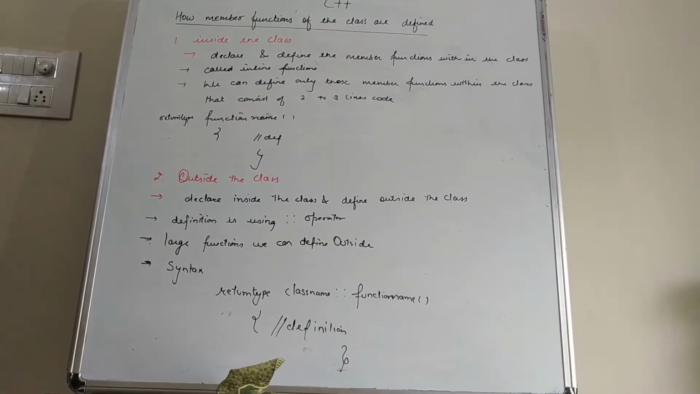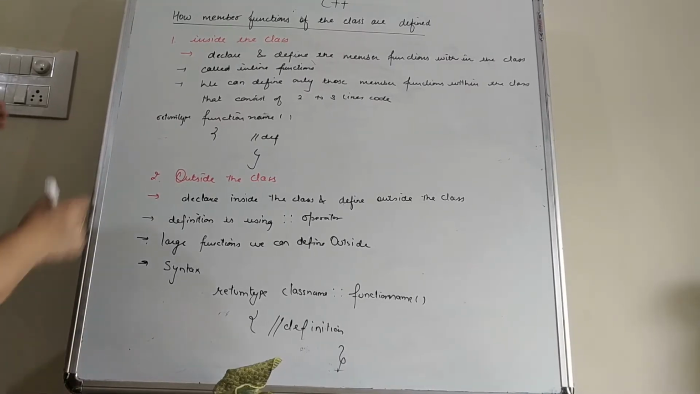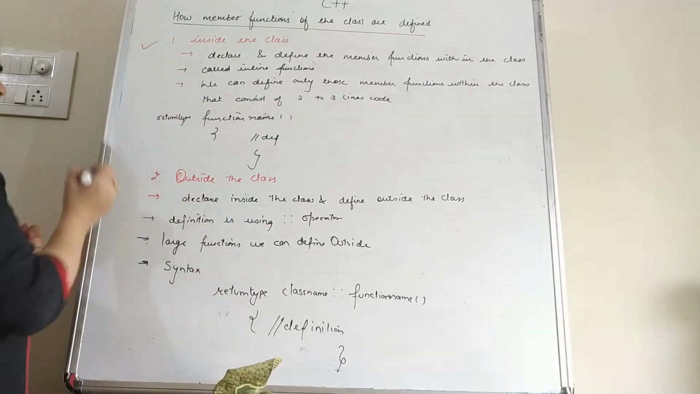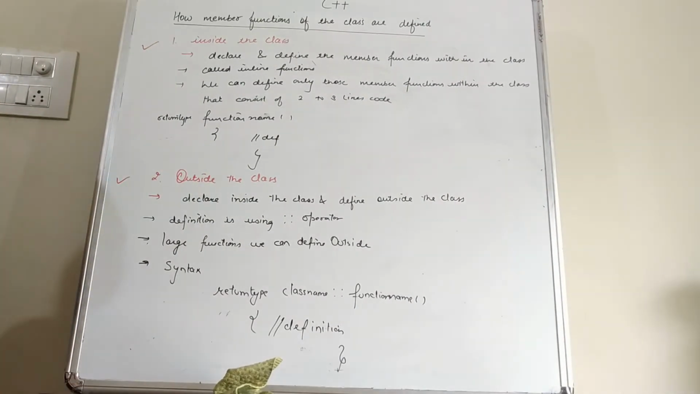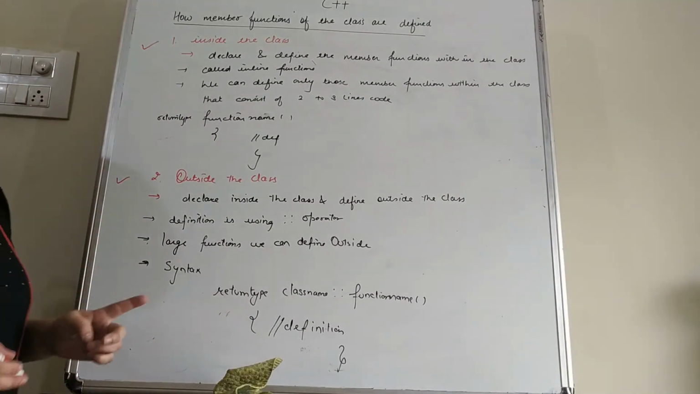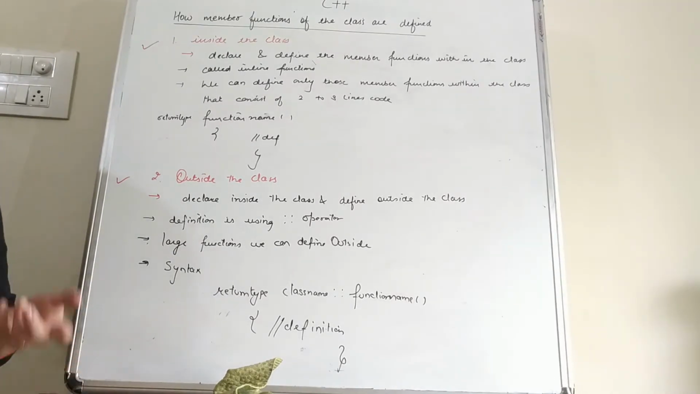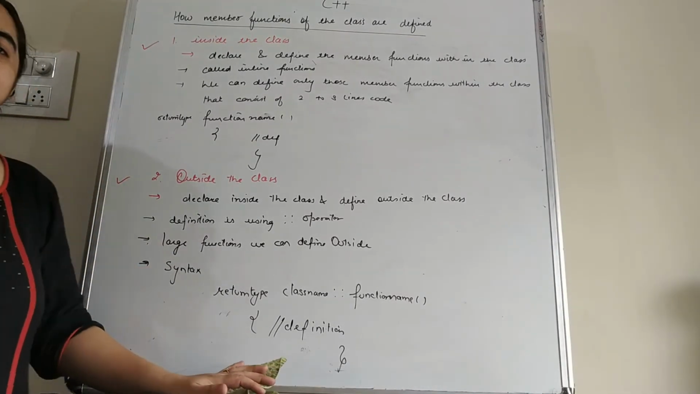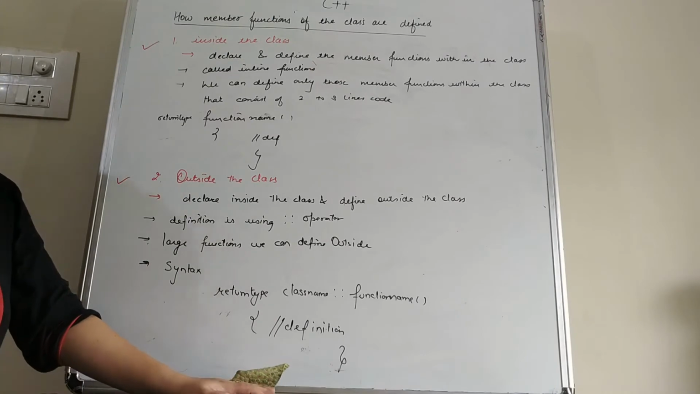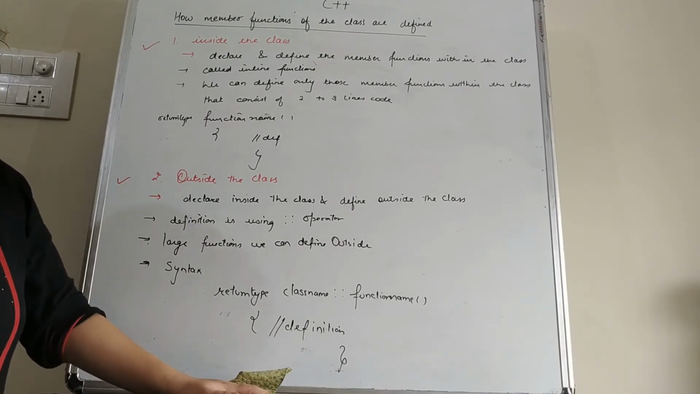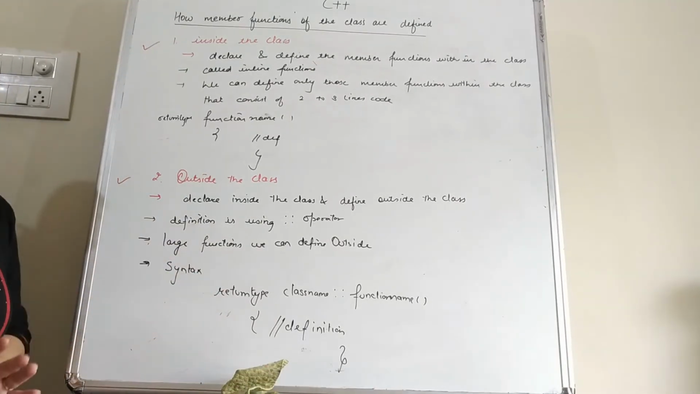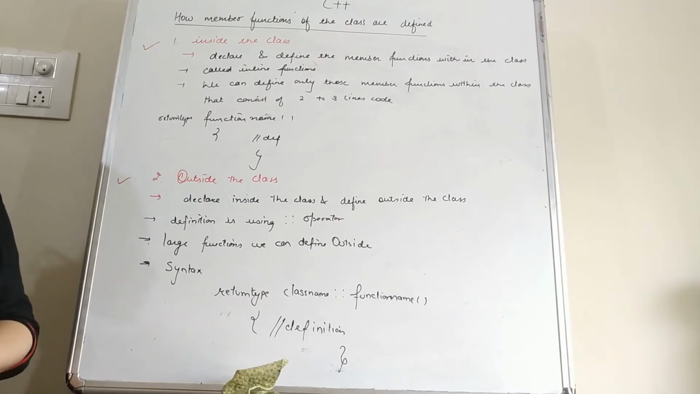So how are the member functions of the class defined? Member functions are defined either inside the class or outside the class. Initially, while we are declaring the class, we have to declare the data members as well as the member functions. So after declaring, now we have to define the functions.